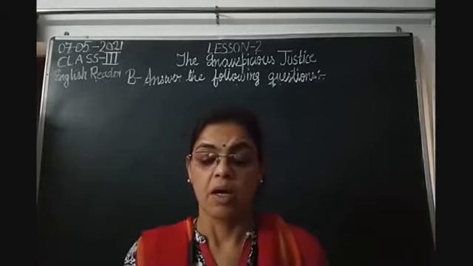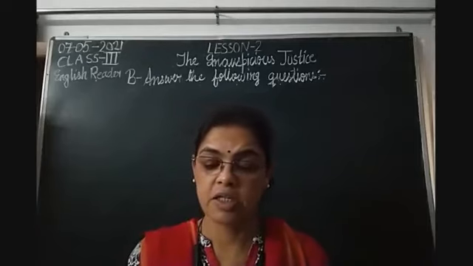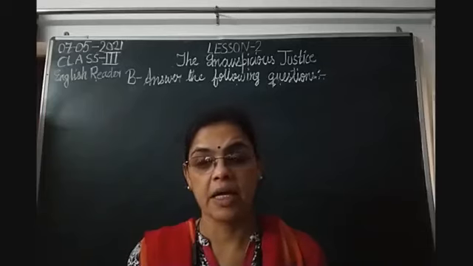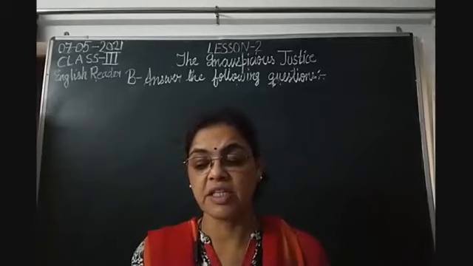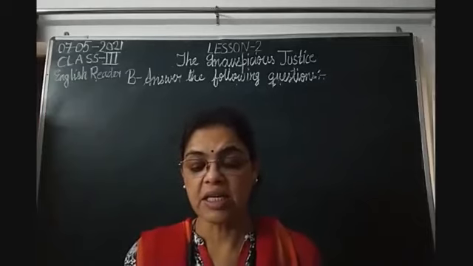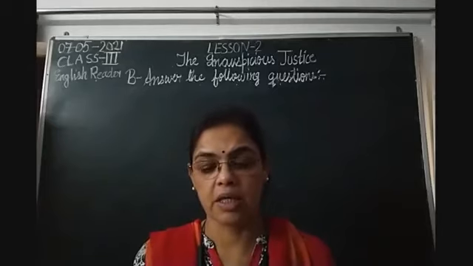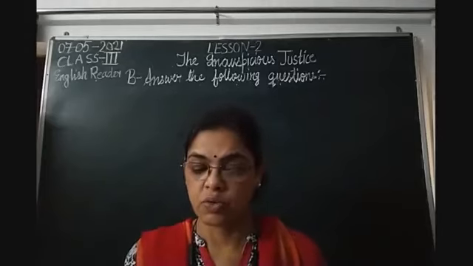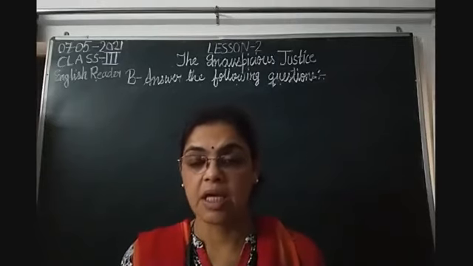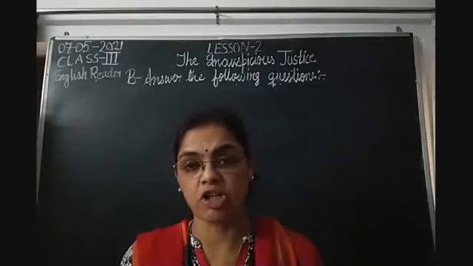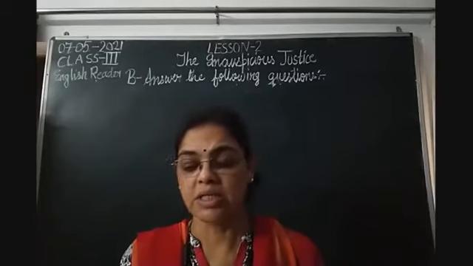Question 2. Why did Akbar send the hawker to the gallows? Answer 2: Akbar had a bad day with all sorts of trouble. He considered the hawker's face inauspicious as he saw his face in the morning, so he sent the hawker to the gallows.